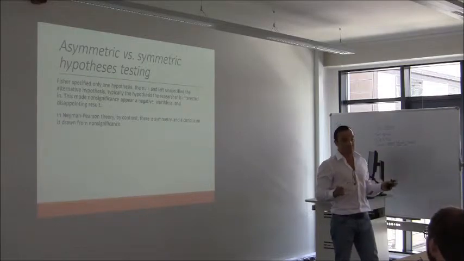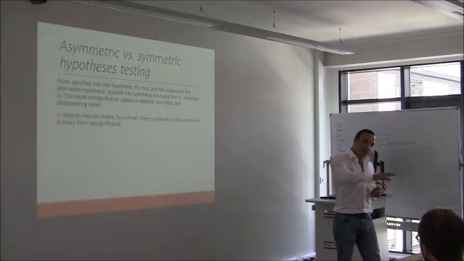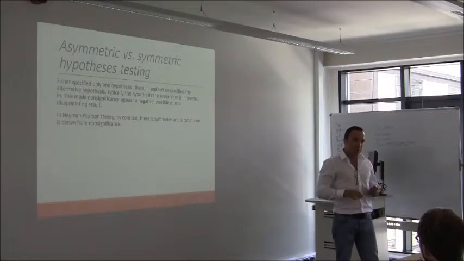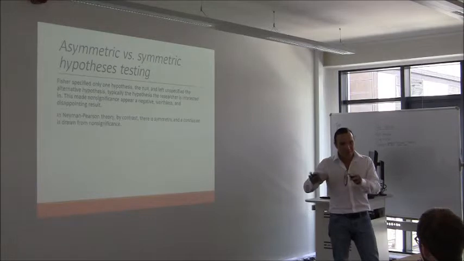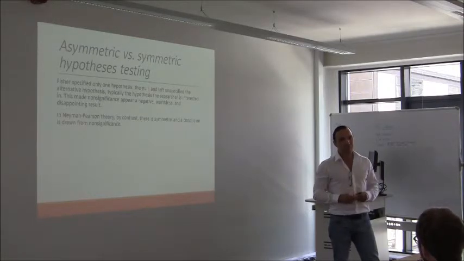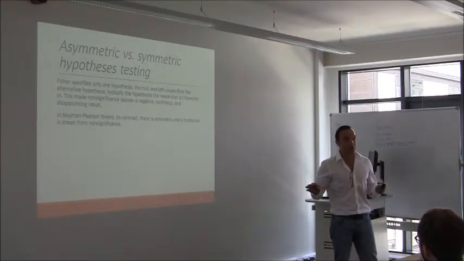So in the Fisherian theory, you just have your null hypothesis and you try to reject it. So let's say you reject your null hypothesis. Does that actually give you evidence for any of the other competing hypotheses which are out there, because you haven't specified an alternative hypothesis? So you reject the null hypothesis, but there is no way to tell which of the other competing hypotheses might actually be true. So it's asymmetric from that point of view, because you can only reject H0, but you cannot conclude anything about the real world otherwise.